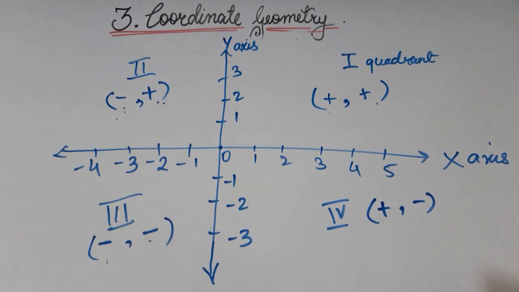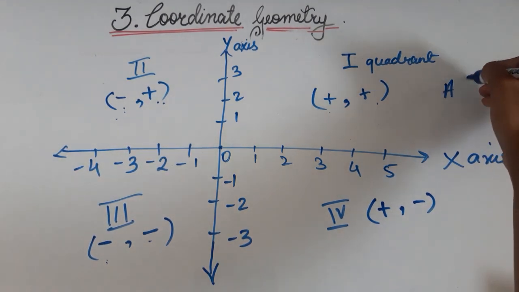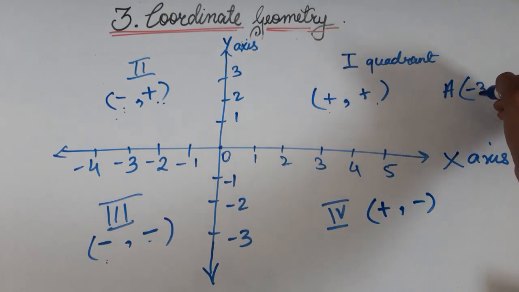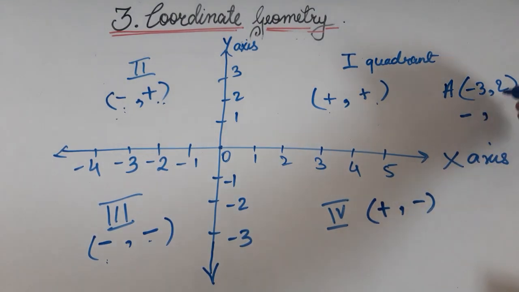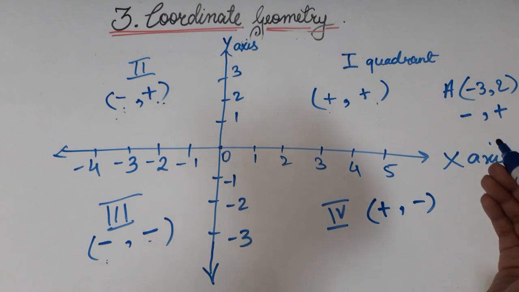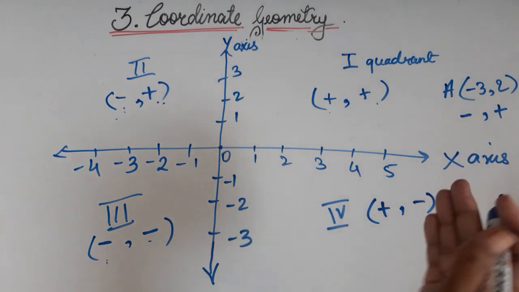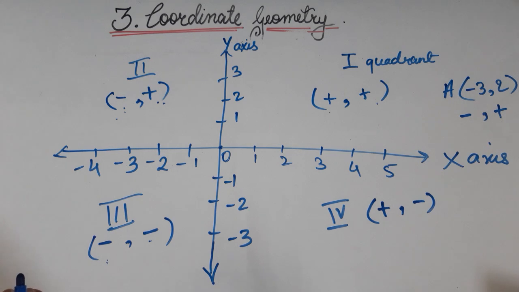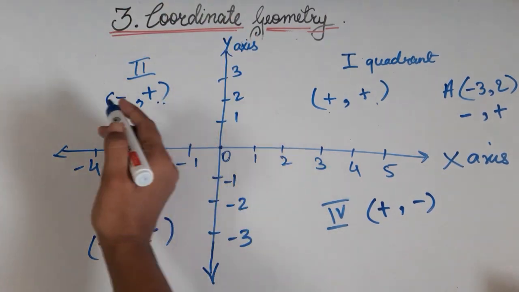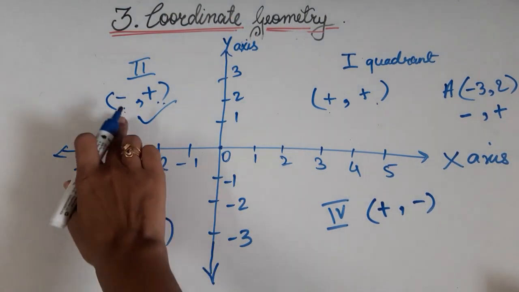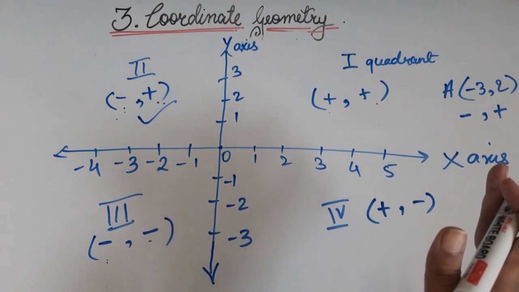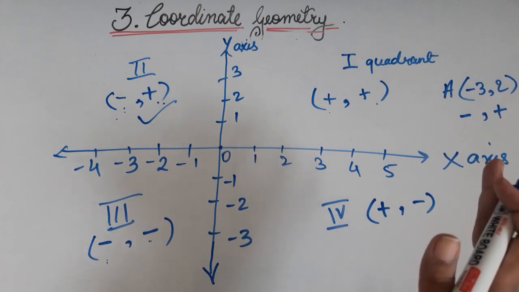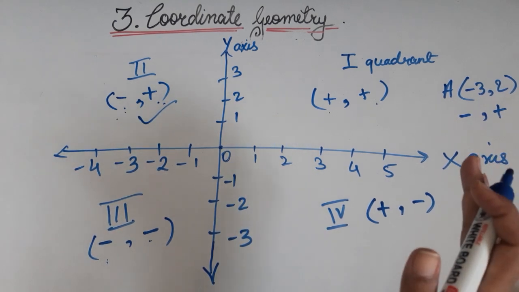Let us take an example. Let us take one point A whose coordinates are (-3, 2). The x coordinate is negative and the y coordinate is positive. X coordinate negative means it will be to the left side of the origin, and y coordinate positive means it will be above. Left side and above means what? Second quadrant. So without actually locating the point, we can tell in which quadrant the point is lying by just looking at the signs of the coordinates, right?